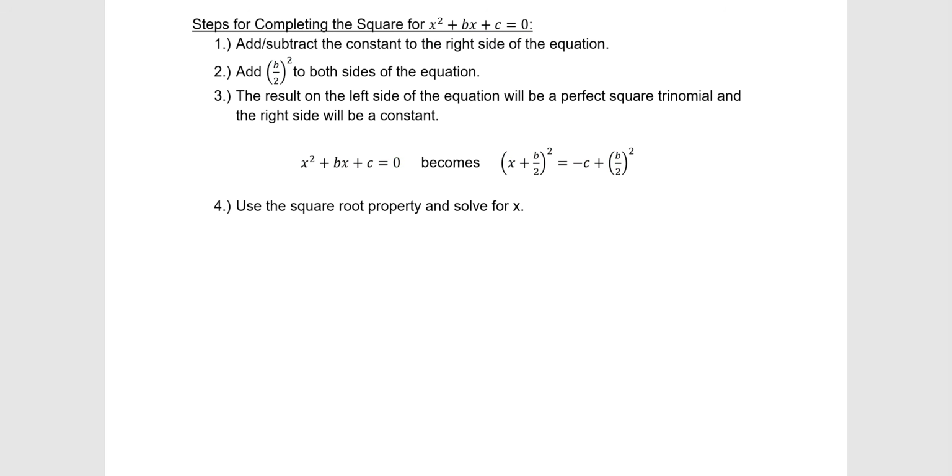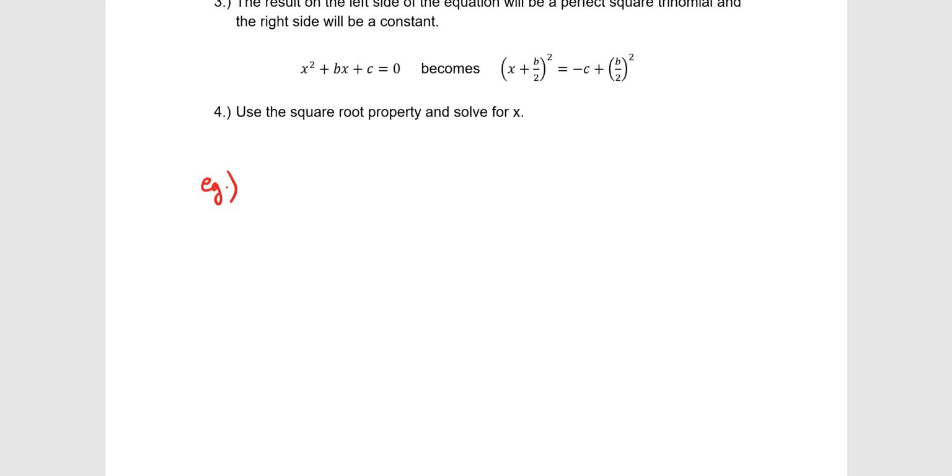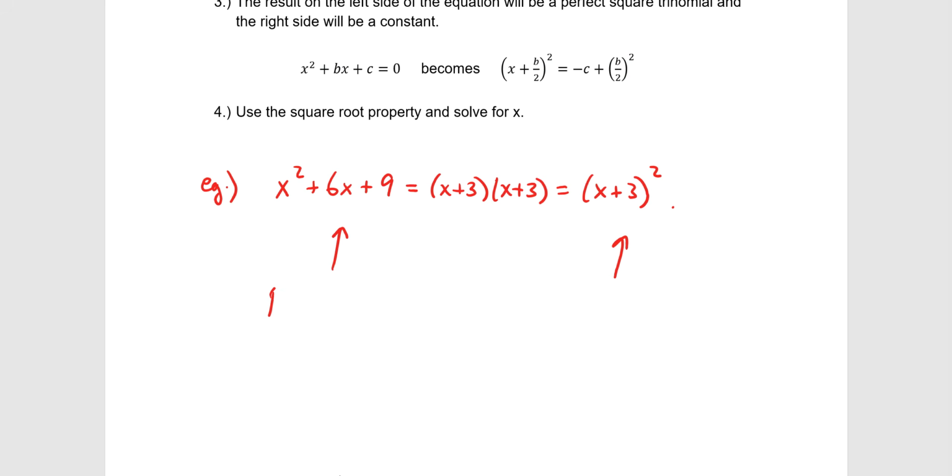So it seems really confusing. We'll do an example in a second, but for just a quick example here, let's say we had x squared plus 6x plus 9, and we wanted to factor this. We know this factors to x plus 3 times x plus 3, and we can write that as x plus 3 squared. Since we were able to write this trinomial as a binomial squared, that means this original trinomial is a perfect square trinomial.